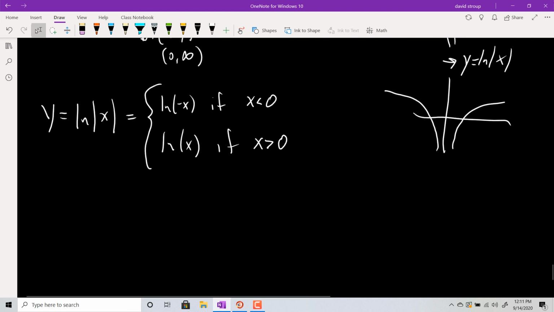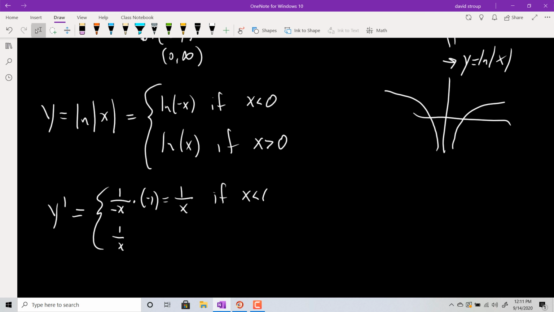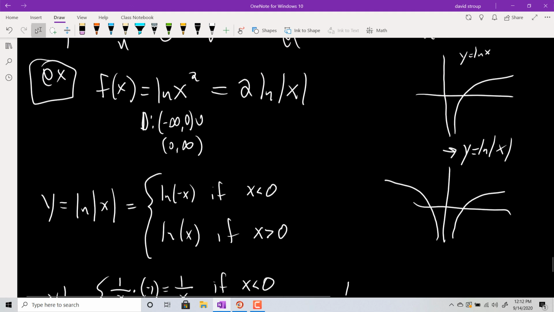The derivative, we'll be interested in. How do I get the derivative of this thing? You just take the derivative of the pieces. The ln of negative x would be 1 all over negative x times the derivative of negative x, which is negative 1, which will be 1 over x. And then the derivative of ln of x is just 1 over x. And so this is just equal to 1 over x, right? It's just we have a different domain than we normally would have had.